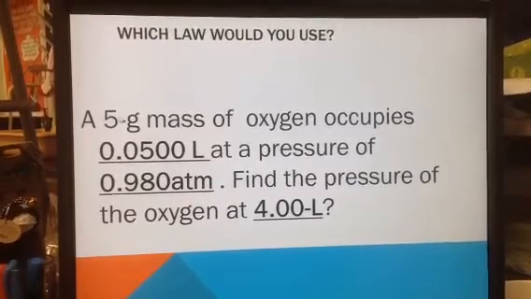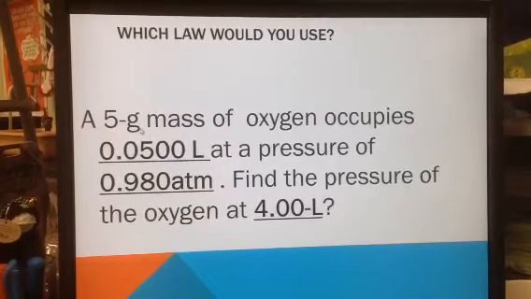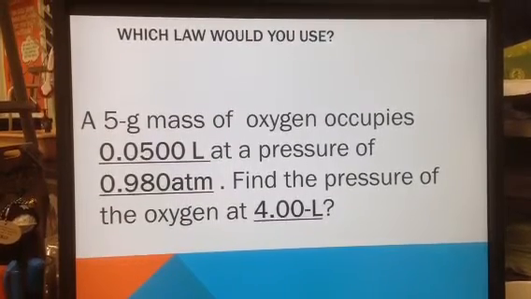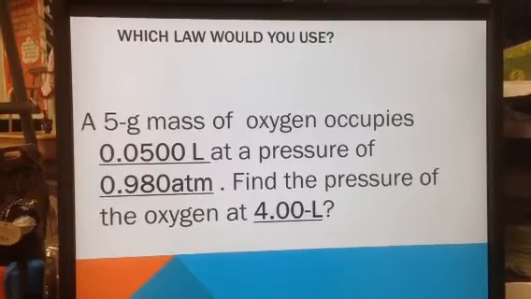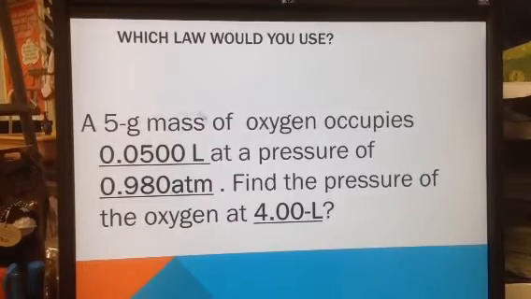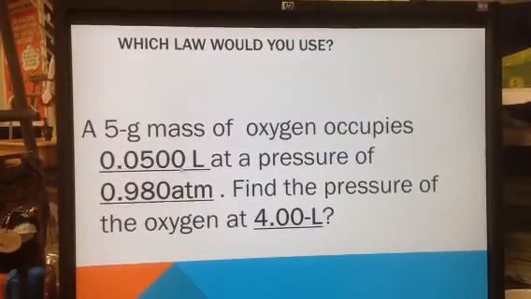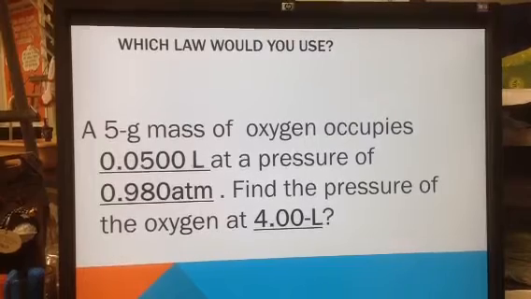Now, at first glance, you might think this 5-gram mass has some sort of significance. Look at all the other variables that you have and see what you are going to be doing. A mass is used in PV equals nRT only if you're solving for one of those things and you have the other variables. In this problem, it is asking me to go from one volume to another volume.